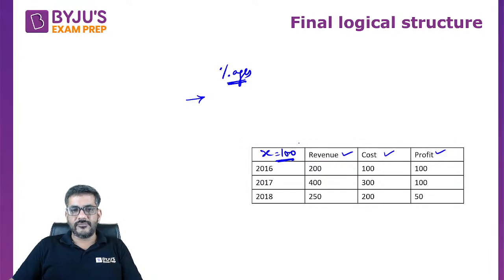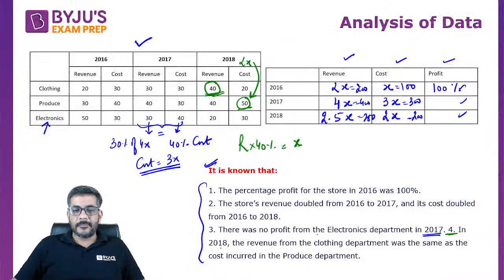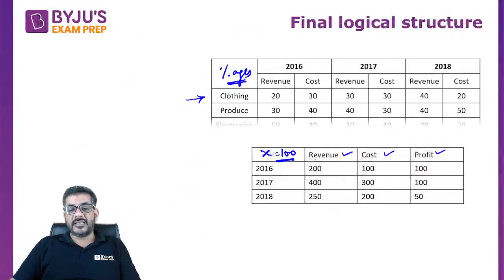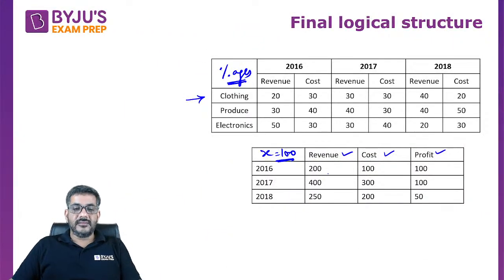Okay, Rahul is asking for the fourth part. Rahul, in the fourth part, he says, in 2018, revenue from clothing was same as cost from produce. Revenue from clothing is 40% of revenue. Cost from produce is 50% of cost. The cost was already known as 2x. So 50% of 2x is equal to x. That should be 40% of revenue. If 40% of revenue is x, what is revenue? It is x divided by 0.4, which gives you 2.5x, and that way you can easily get these two tables. The tables are there. The question is done for you.